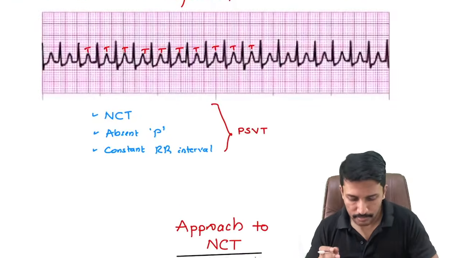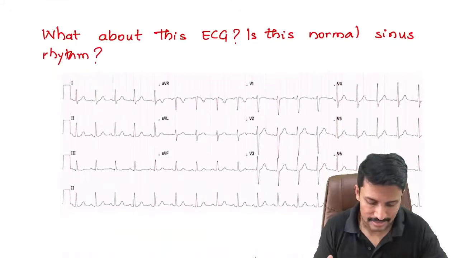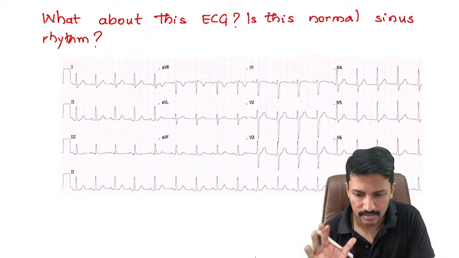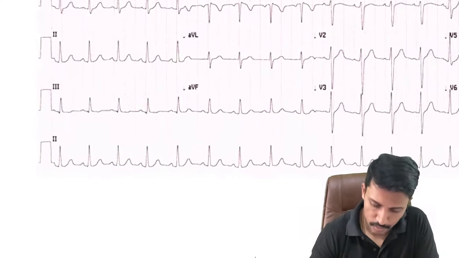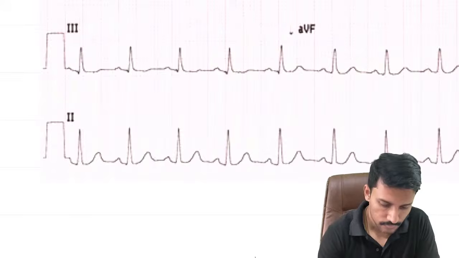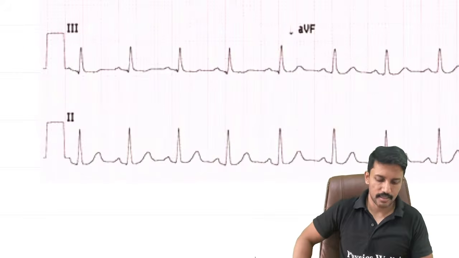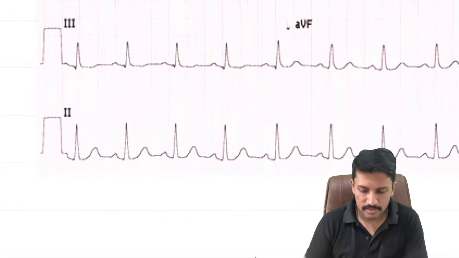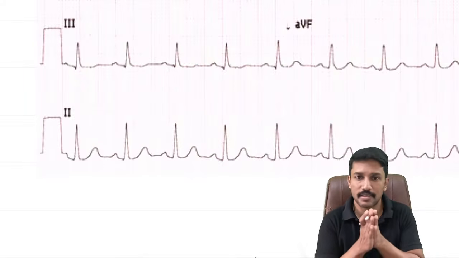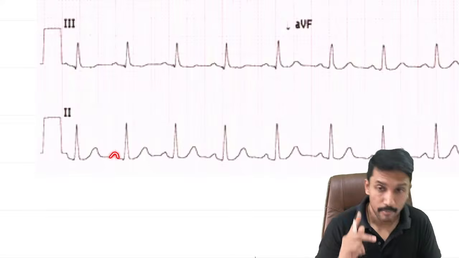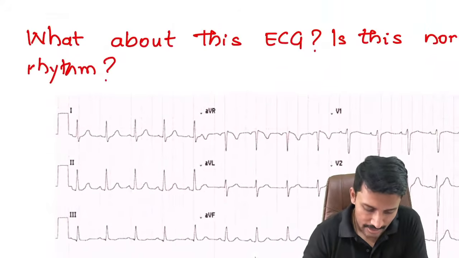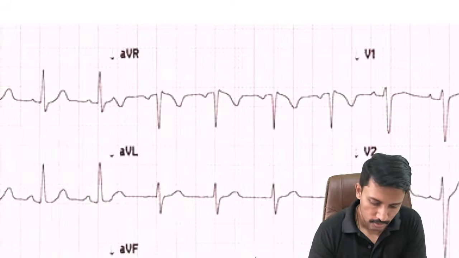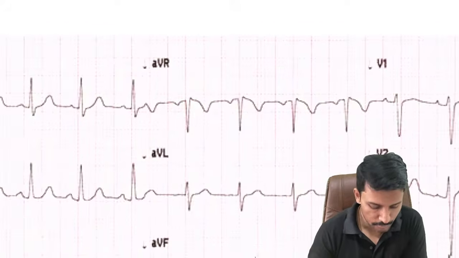Okay. Now let me also take you through another ECG and try to apply the same principle. Is this ECG having normal sinus rhythm? Okay. Let me zoom in to the rhythm strip. Is this ECG having normal sinus rhythm? Okay, so to call it normal sinus rhythm, SA node should be the pacemaker, and if SA node is the pacemaker, P waves will be present and they will be upright in most leads except AVR, and it can be biphasic in V1.